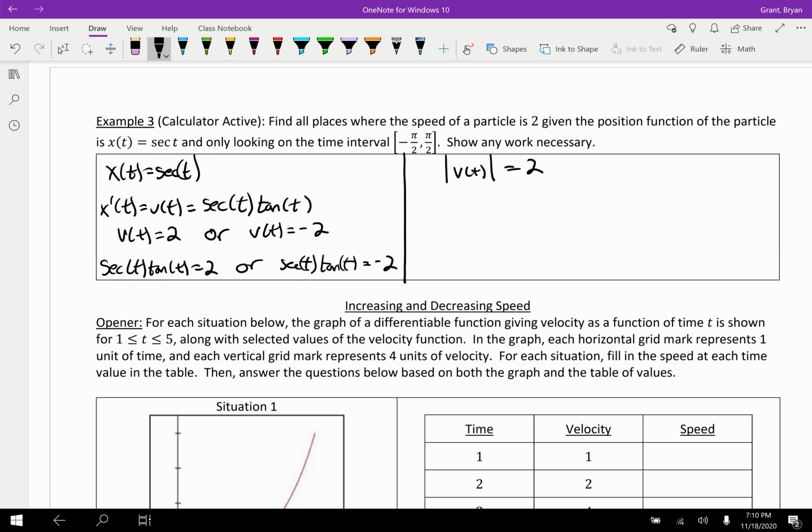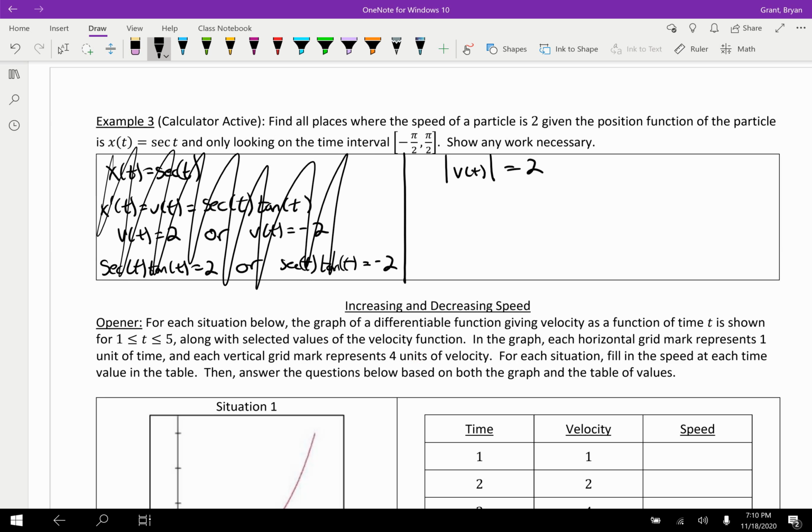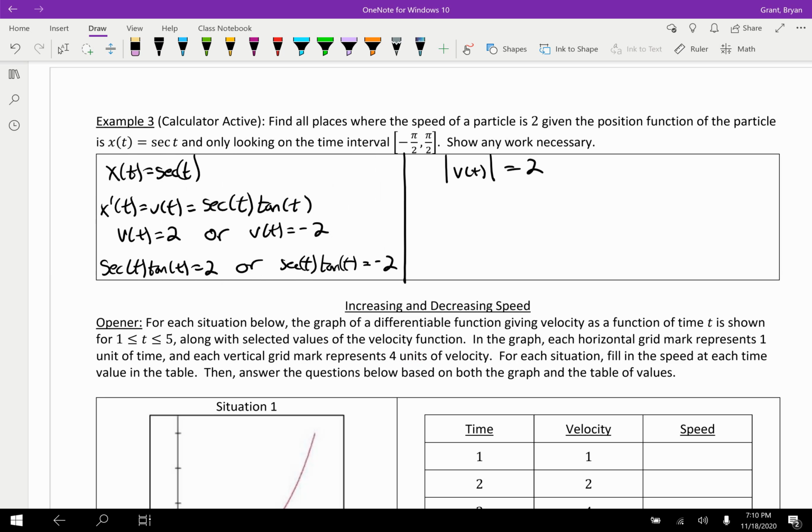Well, we do need to solve this equation. So if you didn't do any of this, it's okay to keep it here. If you didn't do any of that, you would still need to state this, because this right here is telling you what you are looking for. This is your setup. You're trying to figure out where the absolute value of v of t equals 2. And if you didn't want to do that, you could have also stated this.